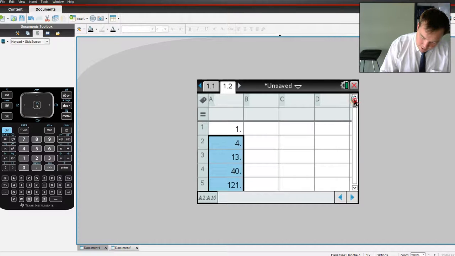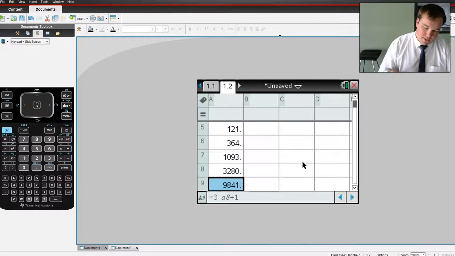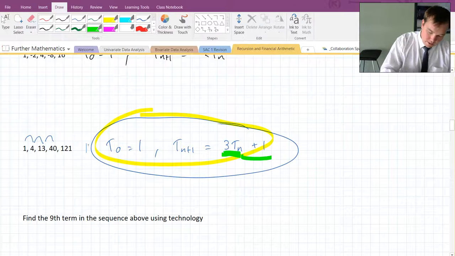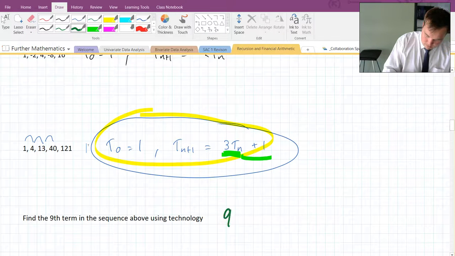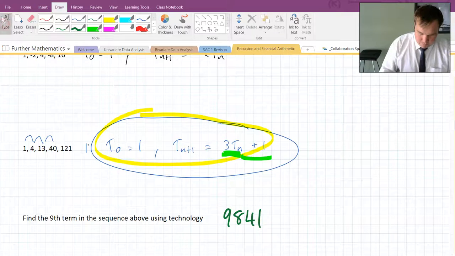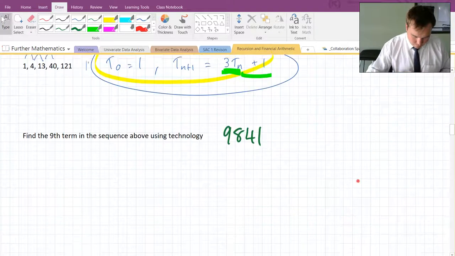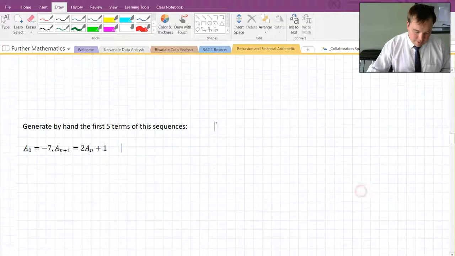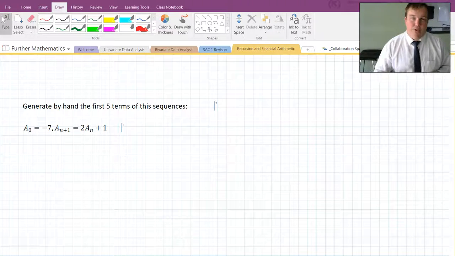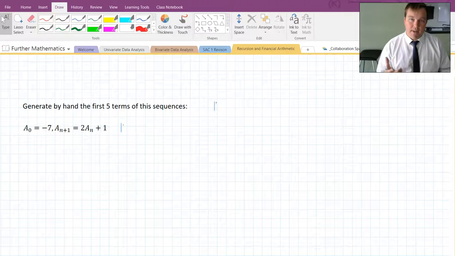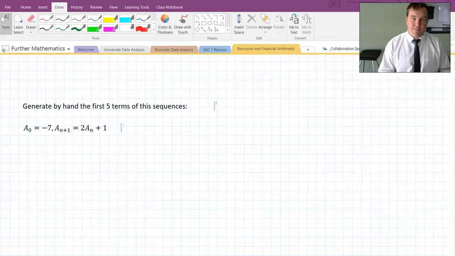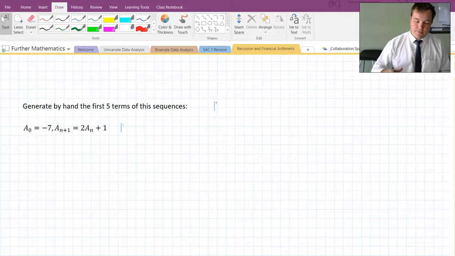And now we want to find the 9th term above. So the 9th term will be that one there. 9,841. Not so bad. Right. Now, they can also ask you to generate these by hand. Oh, and I should note that in the calculator there is another way called sequence generator, which we may have a look at later, but I really do like the spreadsheet because you can see it all laid out.